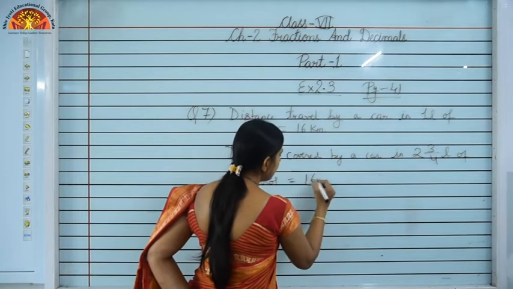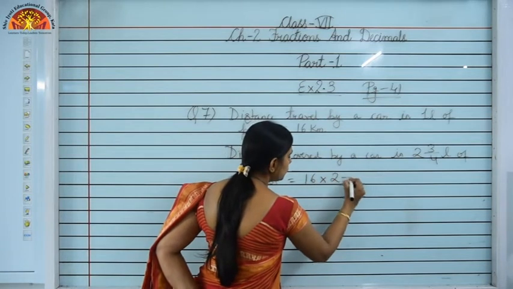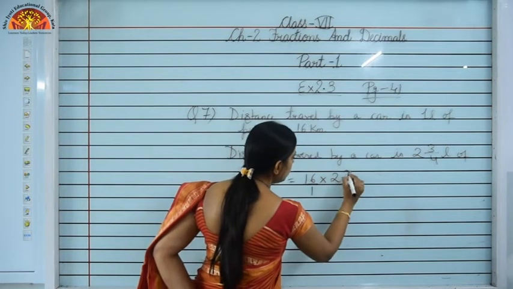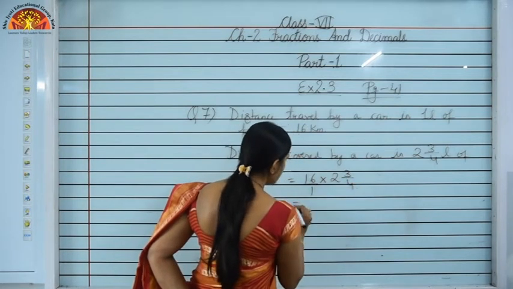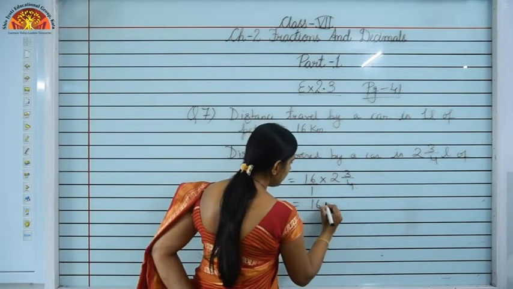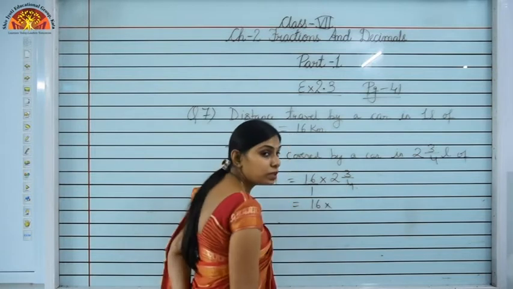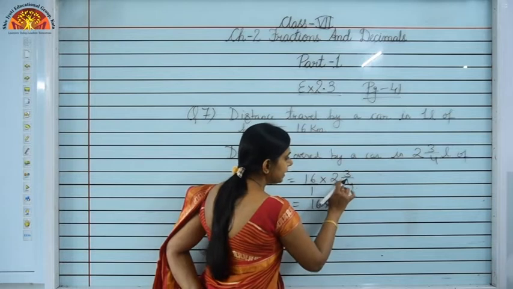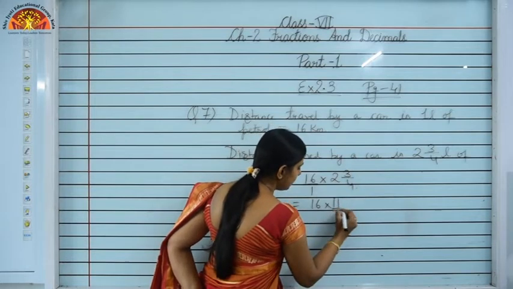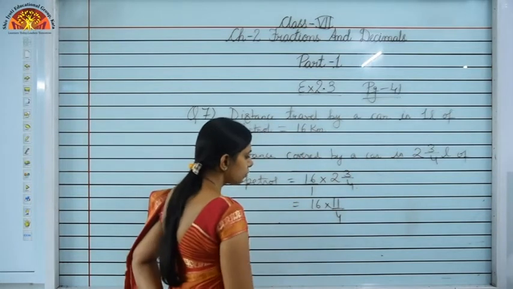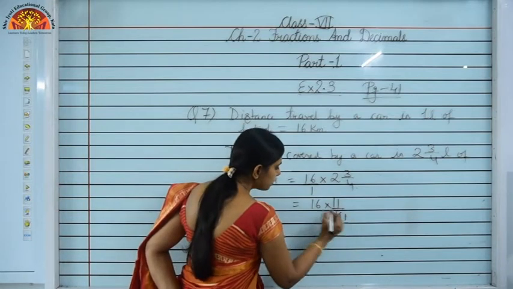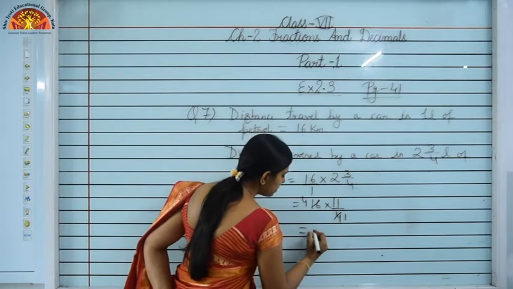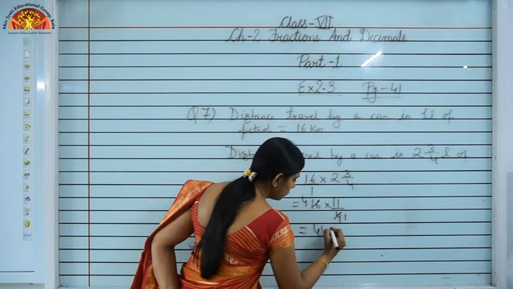That is 16 into 3/4, that is 16/1 into 3/4. So 16/1 is 16 only. Now you have to change it into an improper fraction. So 4 2s are 8 and 8 plus 3 is 11/4. Now you can just simplify. 4 1s are 4 and 4 4s are 16. So 11 into 4 is 44 kilometers.